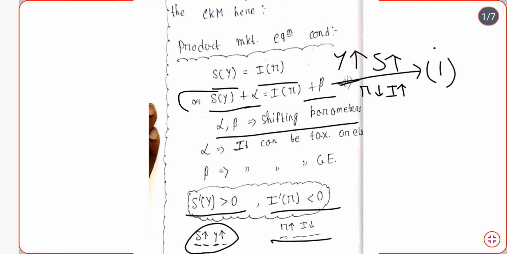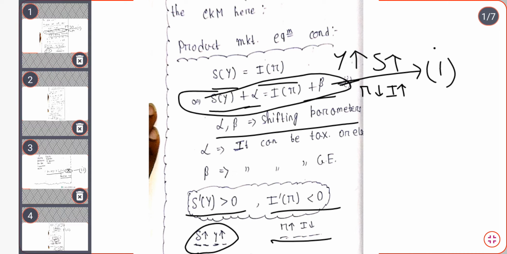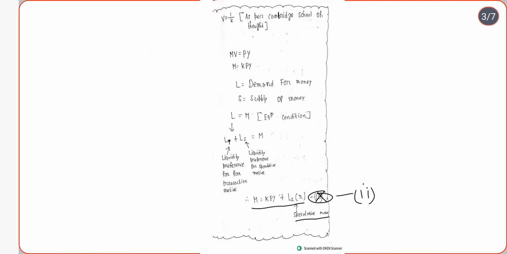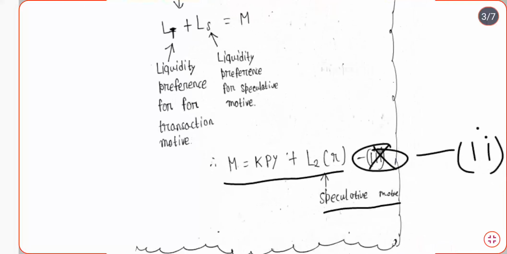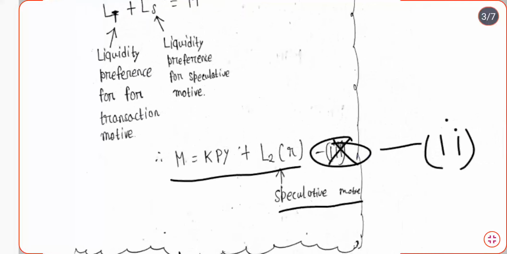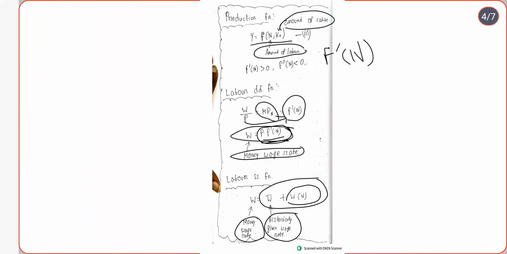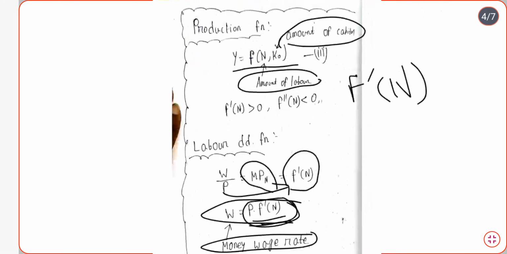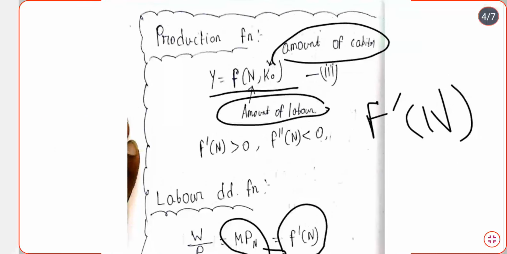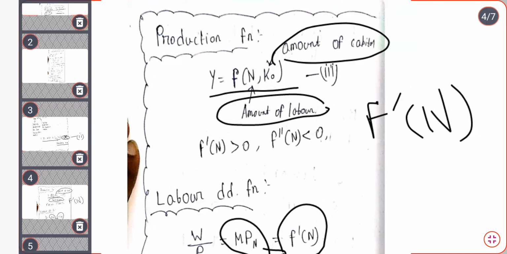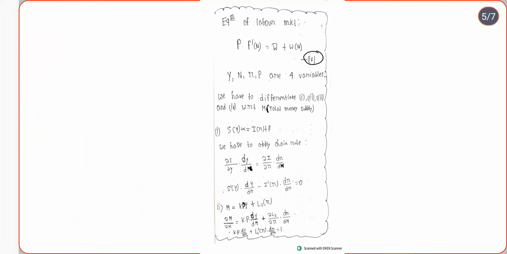The product market equilibrium condition is shown by this equation. Now our second equation is from this function, that is the money market equilibrium condition. And we have also obtained the third equation, which is this production function, y is equal to a function of n and k0. Basically output is a function of labor and capital. It is our third equation, and our fourth equation is the equilibrium of the labor market.